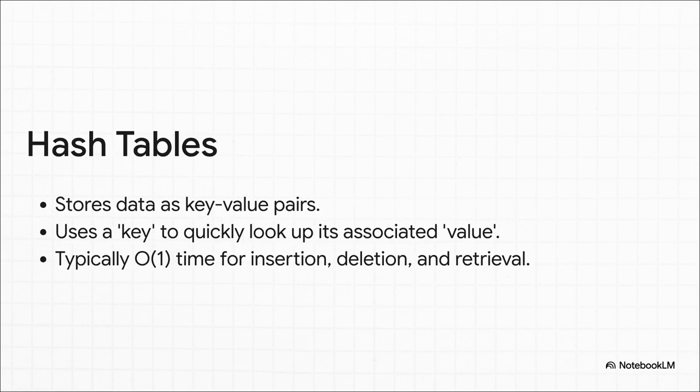And our third container is the hash table, which is basically a magic dictionary or your phone's contact list. You don't flip through every single page to find a name. You use a key, the person's name, and you jump instantly to their number. This makes finding, adding, and removing data ridiculously fast.